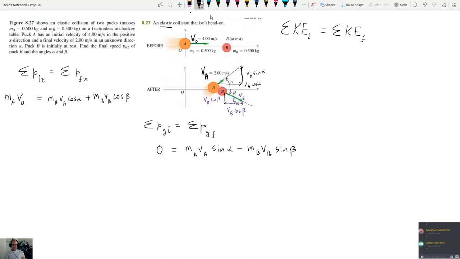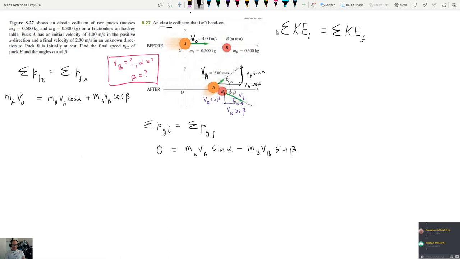Somewhere here I should identify what it is we're actually solving for. Because this is going to look like just a bunch of variables, we don't know what VB is, we don't know what alpha is, and we don't know what beta is. These are all unknowns. This is why this problem is a little harder than what we did yesterday. Okay, but there's our y equation.